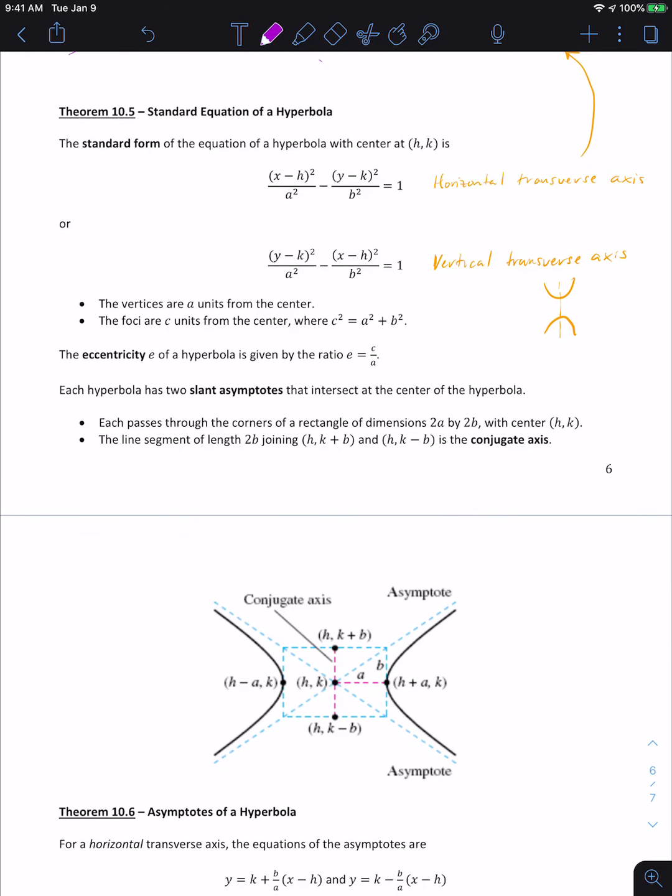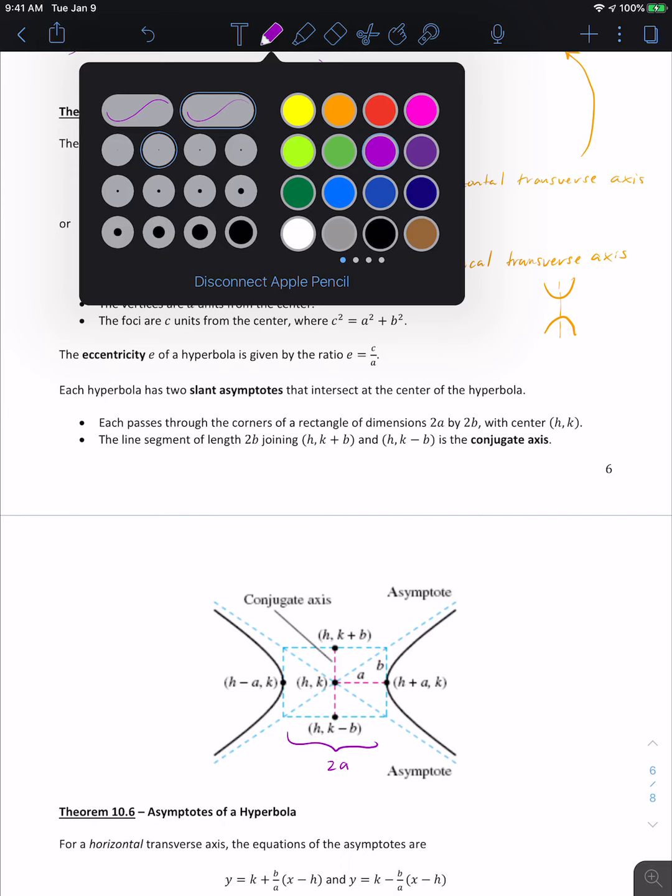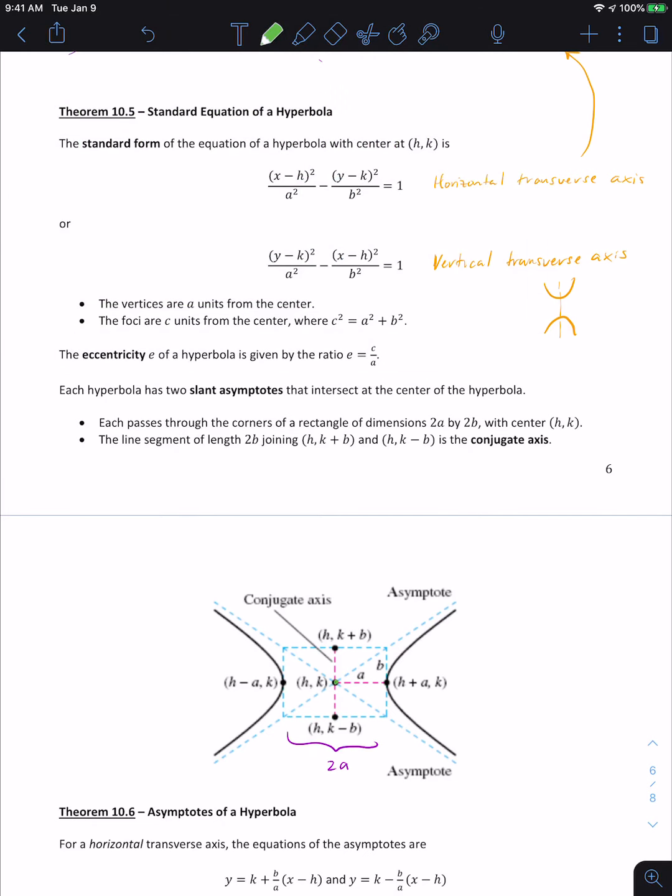Why? Well, remember, this distance from the center to the vertex is a, so if I was going to find the width of this whole rectangle, that would be 2a. And then the distance from the center all the way up to here is what we call b. So this whole distance from here to here would be 2b.